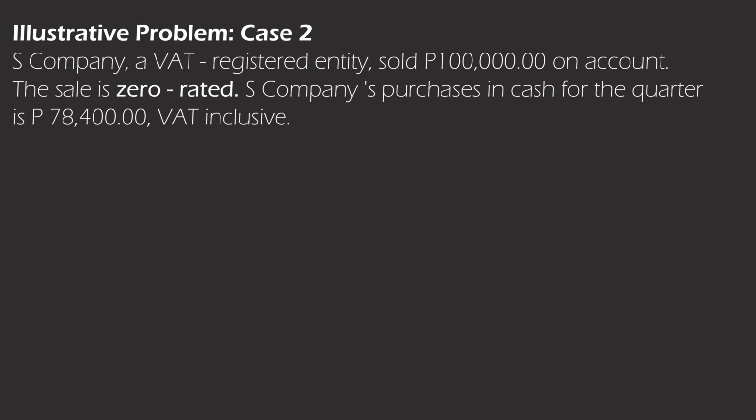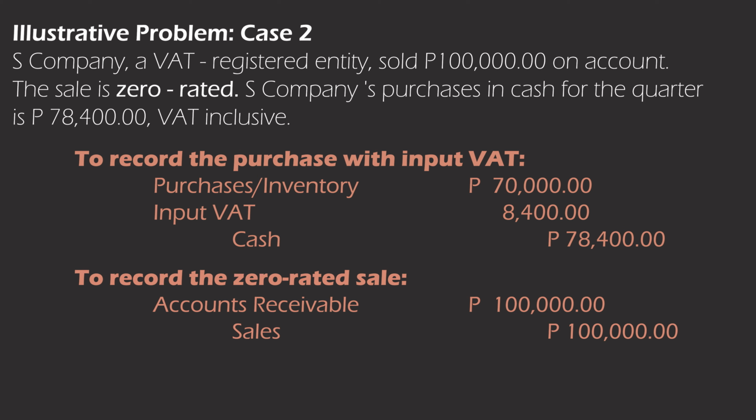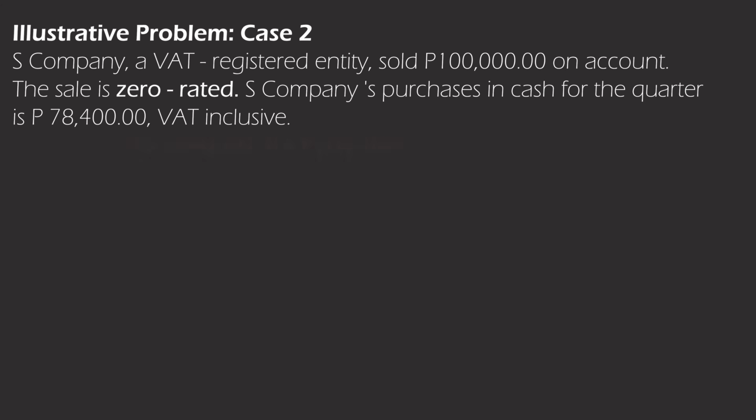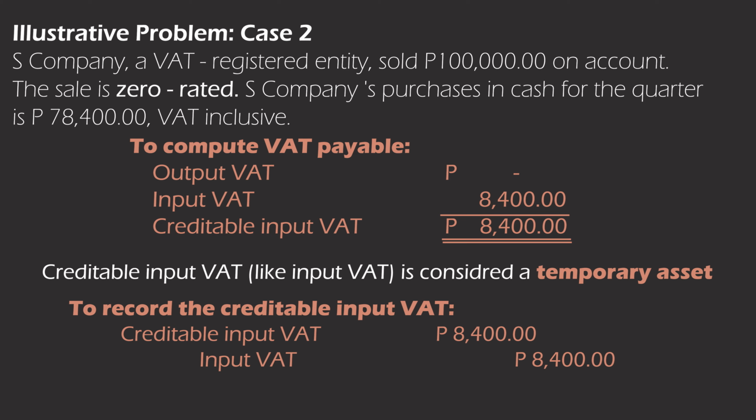So let's go to case number 2. S company sold 100,000 and the sale is considered as zero rated. The journal entry to record the purchase with input VAT is the same as in case number 1. But to record the zero rated sale, we debit accounts receivable 100,000 and then credit sale 100,000. Now for zero rated sales, there would be no output VAT, but you can still claim input VAT from the related purchases. So to compute VAT payable, there would be no output VAT, but the input VAT from the purchases is still there, 8,400. So we'll have a creditable input VAT, 8,400.